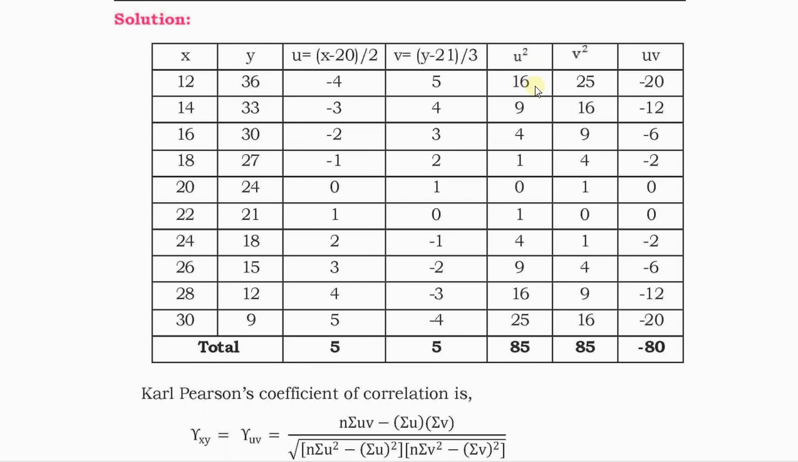So u square results in 16, 9, 4, 1, 0, 1, 4, 9, 16 and 25. Again for v square it will be 25, 16, 9, 4, 1, 0, 1, 4, 9 and 16. Both of them result in the answer 85, 85 respectively. Similarly, u into v is minus 20, minus 12, minus 6, minus 2, 0, 0, minus 2, minus 6, minus 12 and minus 20. The answer results in minus 80.